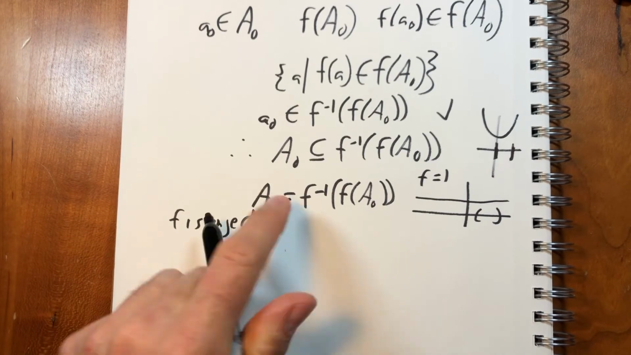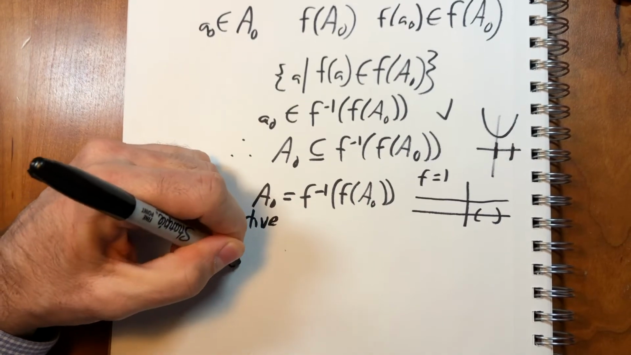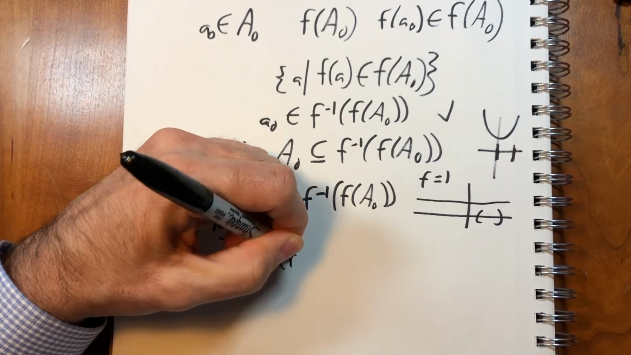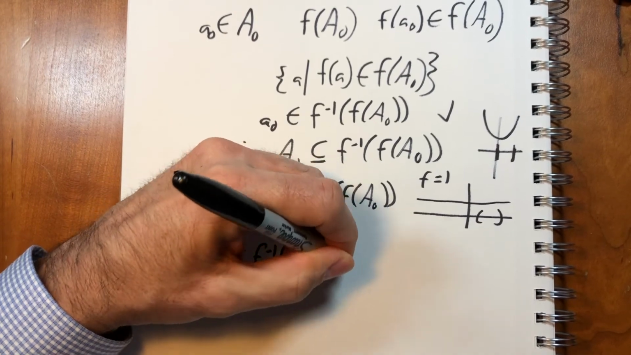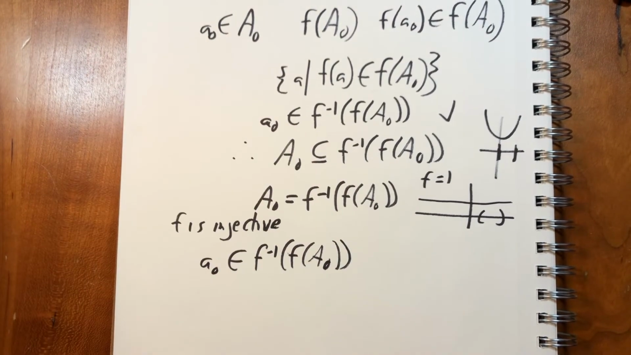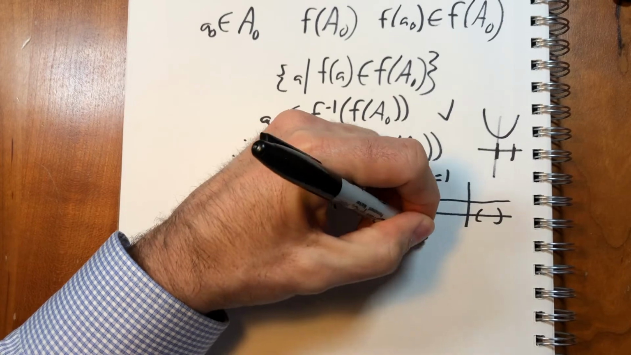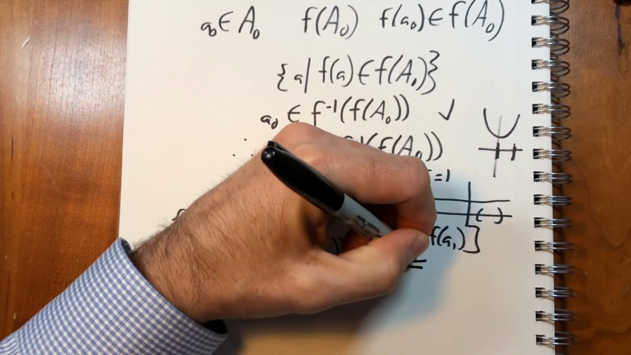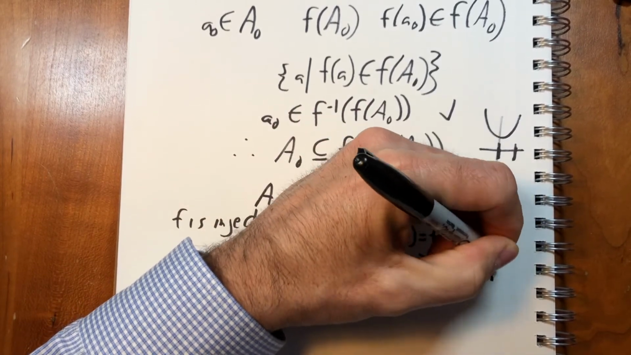So we're going to have to take an element of this and then prove that it's also an element of A0, and we're going to have to use the fact that f is injective in order to do that. So injective means that if f of A0 equals f of A1, that means that A0 has to equal A1.